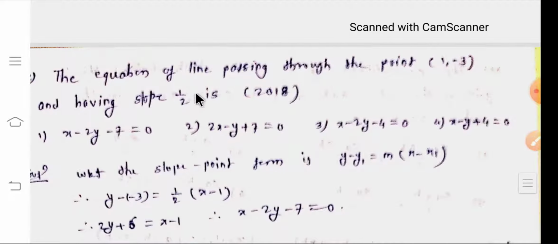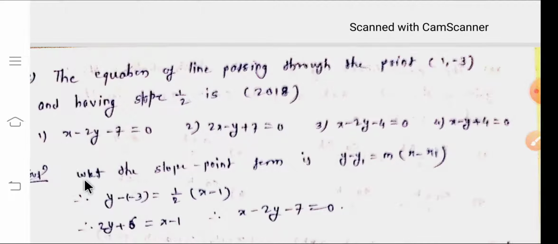Next one: the equation of a line passing through the point (1, minus 3) and having slope 1 by 2, again the same method. The options are: x minus 2y minus 7 equals 0, 2x minus y plus 7 equals 0, x minus 2y minus 4 equals 0, x minus y plus 4 equals 0. We substitute the point in the equations and check which equation is satisfied, and that is the solution.